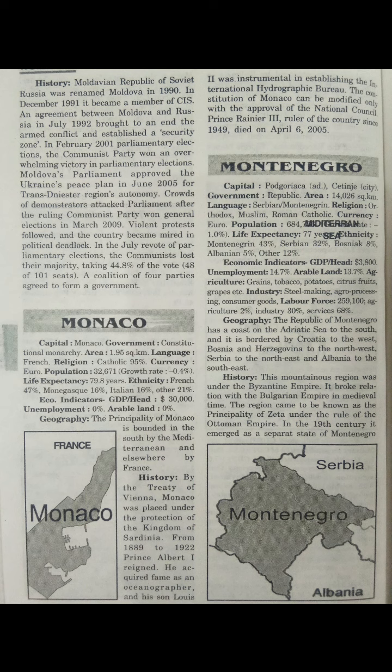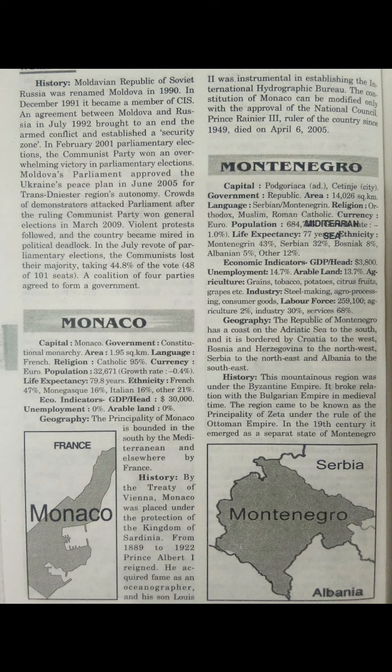The next country is Monaco. Capital is Monaco. Government is constitutional monarchy. Area 1.95 square kilometers. Language French. Religion Catholic 95%. Currency Euro. Population 32,671. Growth rate 0.4%. Life expectancy 79.8 years. Ethnicity French 47%.